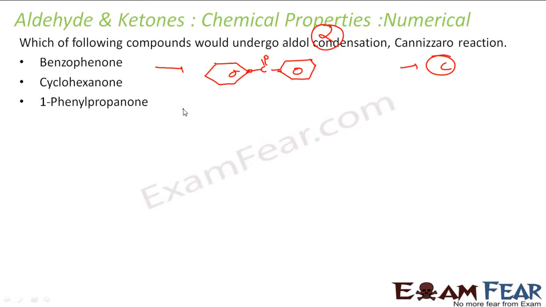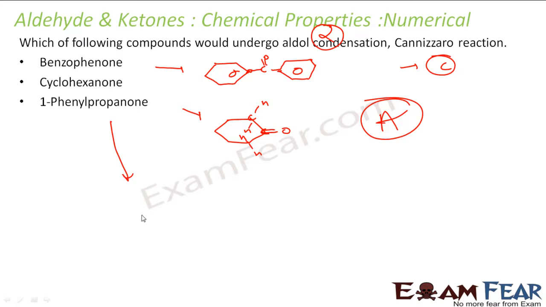Same thing, cyclohexanone. Let's see this. This is my carbon here. This carbon has 2 alpha hydrogens actually. And this also has alpha hydrogen. So it has plenty of alpha hydrogen. It will go for aldol condensation. The next is phenylpropanone.